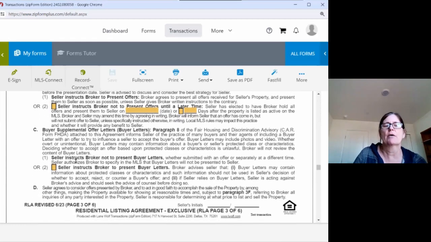It's got what's commonly known as buyer love letters, buyer supplemental offer letters. By default, it says that the seller instructs the broker not to present buyer letters, but there is the option for them to choose to have them presented. Do you guys know why we would not want to present a buyer love letter?